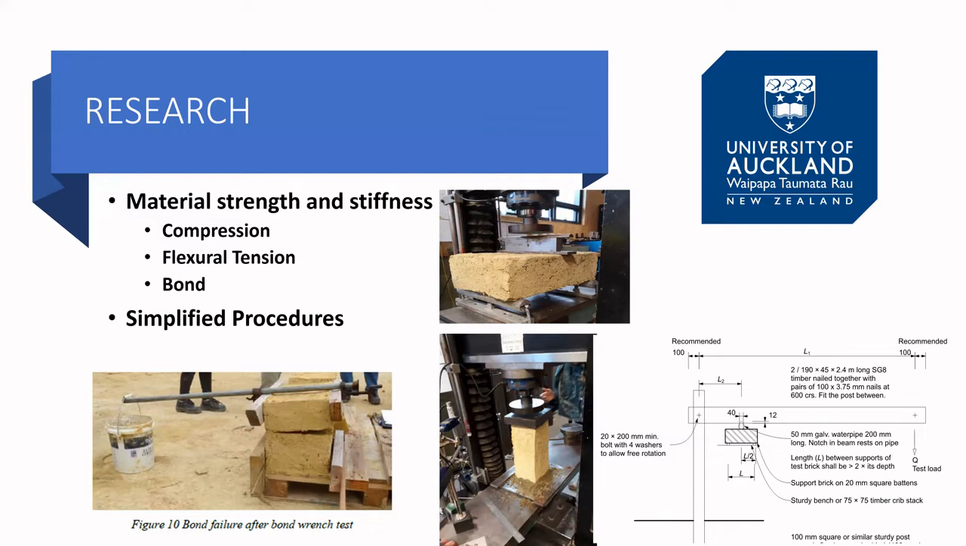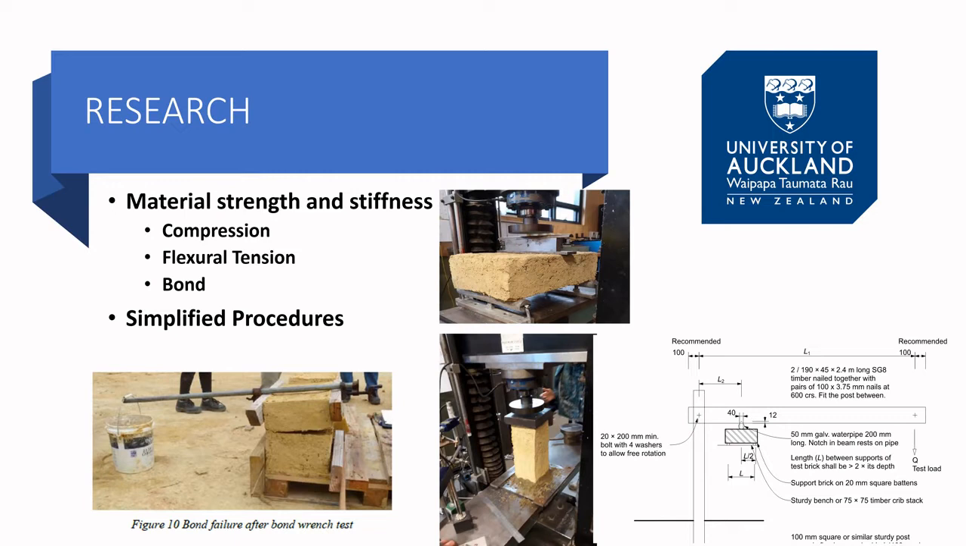And so I wanted to talk a little bit about some of the research that's gone in behind these standards, and some of it in terms of material strength and stiffness, compression, flexural tension, bond strength. And then as part of that, I've wanted to have simplified procedures, because when you're looking at a lot of houses that are going to be using unique materials for that particular house, and particularly if they're using materials from on-site or near to the site, you don't want to be doing thousands and thousands of dollars of laboratory testing before you validate your materials.